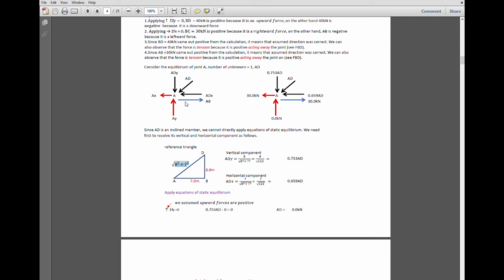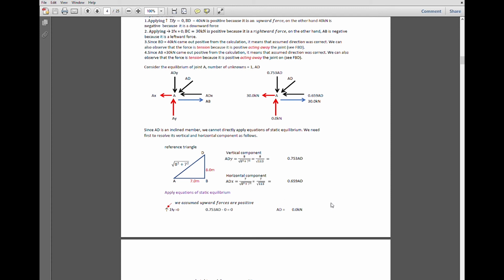We will now apply summation forces vertical. Okay, so upward forces are positive, so we have 0 kilonewton. Ito yung reaction at point A natin. Alam natin kanina na 0 yung reaction natin. So yung downward 0.753 AD should be equal also to 0. That is to satisfy the equation of static equilibrium, summation forces vertical. So if 0.753 AD is equal to 0, therefore AD is equal to 0. Yan. Kuha natin yung value ng AD that is equal to 0.